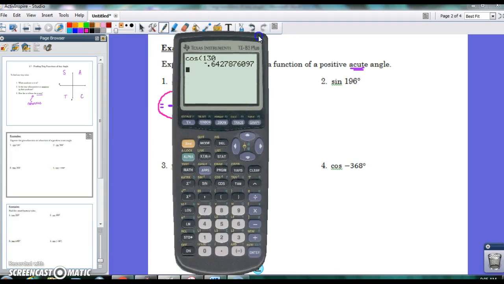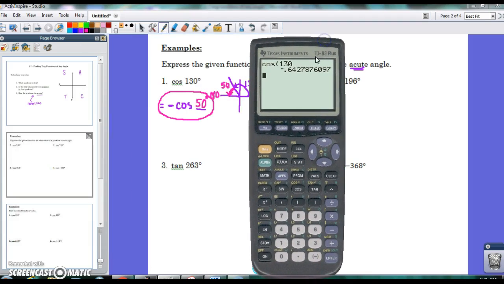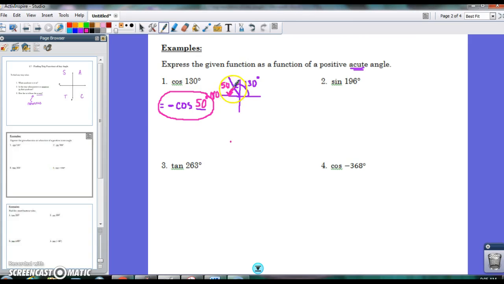We end up with negative 0.642 and so on, right? Now I'm going to put this in my calculator. I'm going to put in negative cosine of 50. And when I put that in, notice I get the exact same answer. Okay, so that's the idea behind what we're going to do with all of these, and that's what I mean by reference angle, how far you are from the x-axis.